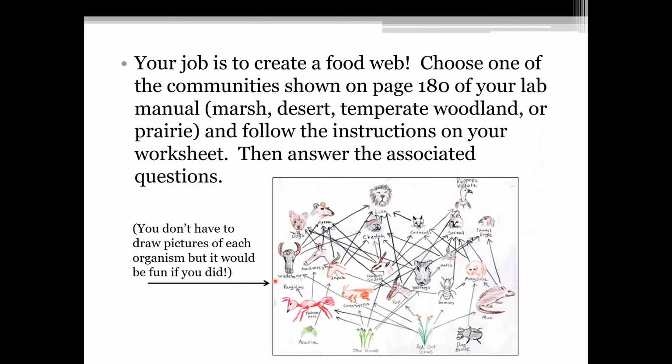So your job is to create a food web. You will choose one of the communities shown in your lab manual. My lab manual is page 180, but I believe your lab manual is updated, so it's different. So you will choose one of these and you will create your food web. You don't have to draw pictures, but it's really fun and it's helpful if you do. Like I said, you could choose from marsh, desert, temperate woodland, or prairie. And that is it for trophic structure and food webs.